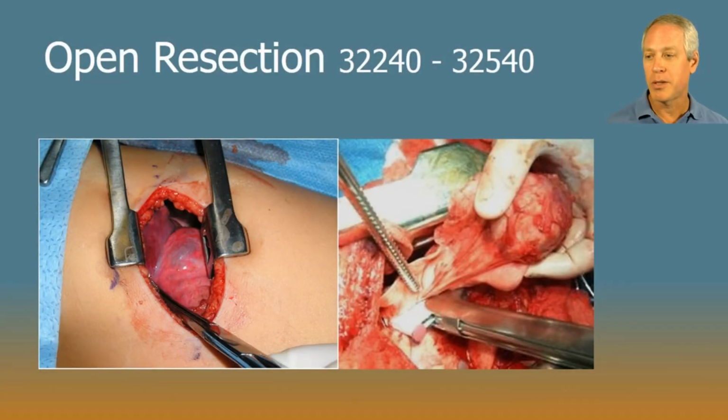So here's a picture of what it would look like in an open resection in the family of 32440, 32540. Remember what I said: eyes on, hands in, but at least eyes on tells you it's an open approach. The same would pertain to PCS, but they're two separate sections for thoracoscopic and open in CPT, which is what we're talking about.